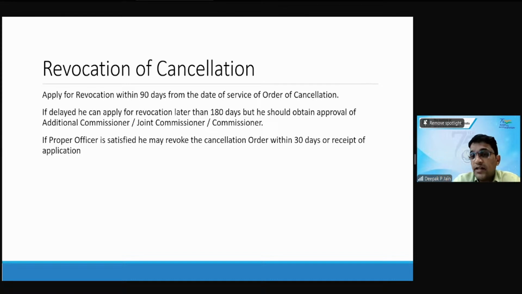आपने 90वें दिन में दिया, ऑफिसर को 30 दिन के अंदर डिसाइड करना है. अगर वो सेटिस्फाइड है कि ठीक है मैंने कैंसिलेशन जो किया तब आप नहीं आए थे लेकिन आप अभी वैलिड रीजंस दे रहे हो, तो फिर वो कैंसिलेशन खोल सकता है. तो फिर कैंसिलेशन से आपका नॉर्मल रजिस्ट्रेशन दोबारा आ जाएगा.